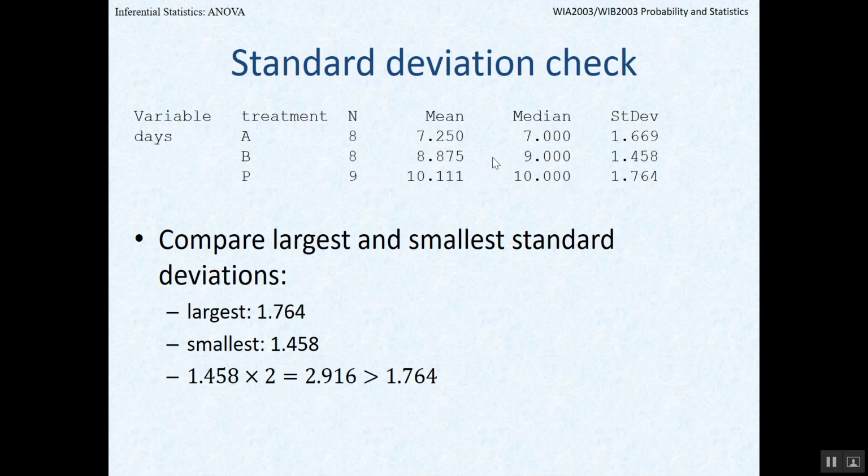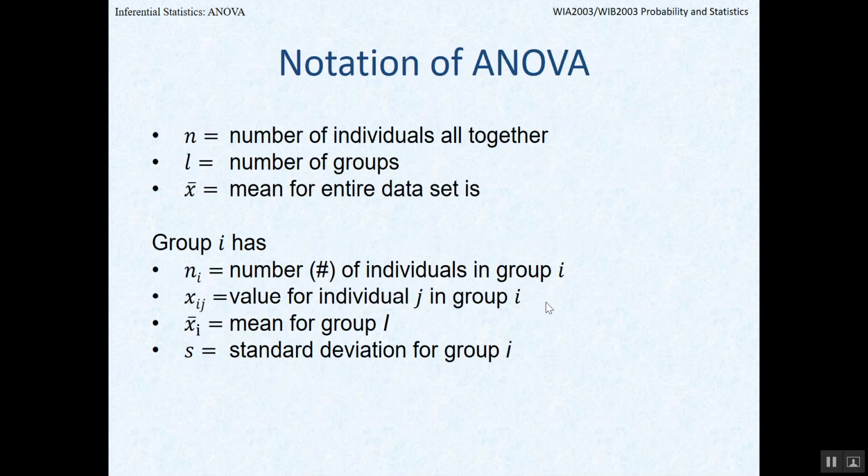For example, this is the standard deviation check. It can be done in SPSS as well. Here I'm trying to show the three different groups and their standard deviations. The largest here is 1.764, the smallest is 1.458. If I double the smallest, it is 2.916. So it is much smaller than the 2 to 1 ratio, so you can do this ANOVA, right?